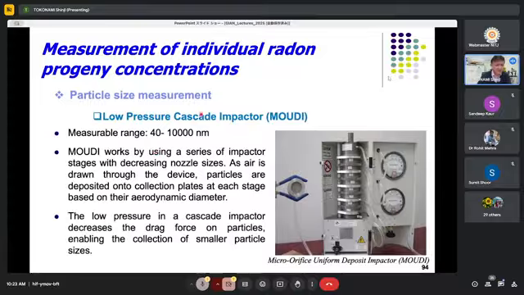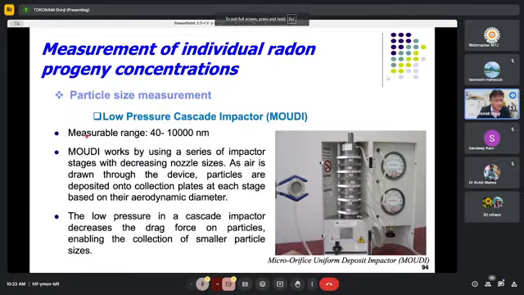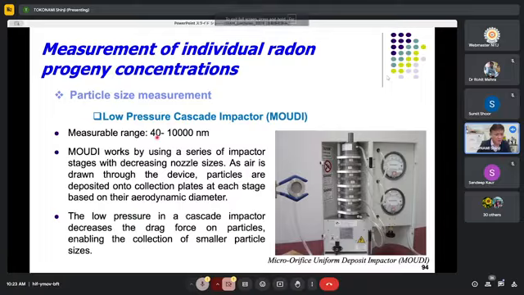Here is a low pressure cascade impactor technique for particle size measurement. I can show you the commercial product, namely MOUDI. Measurable range 40 to 10,000 nanometers.